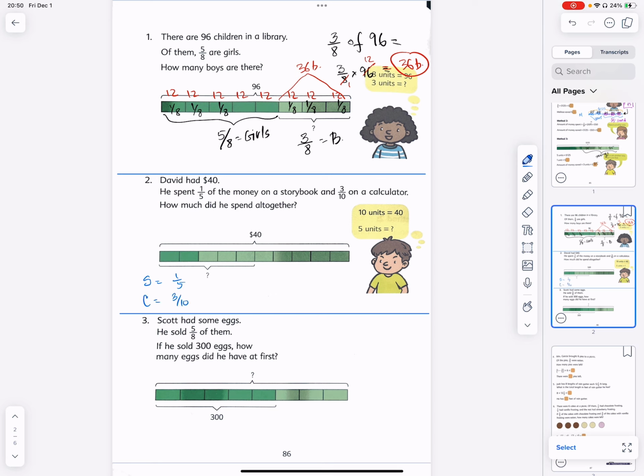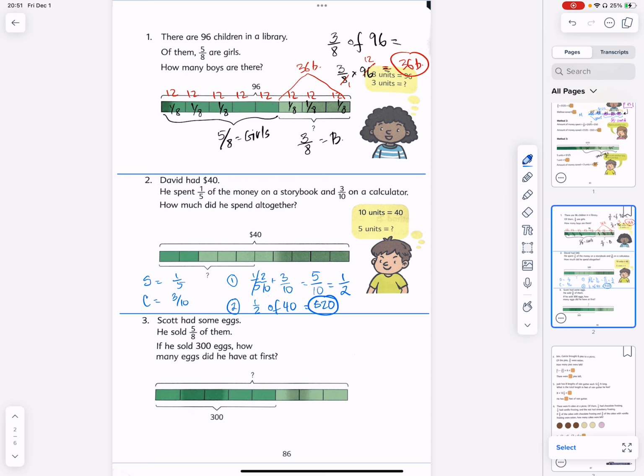Well, step 1. Altogether, David spent, so let's make it 2/10, make an equivalent. He spent 5/10 of his money. 5/10 is the same as a half. If he spent a half, that means 1/2 of 40. How much did he spend altogether? We need the spendings. 1/2 of 40, actually, we know it's $20. David spent $20 on his shopping.